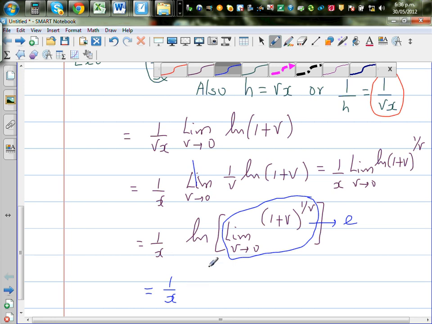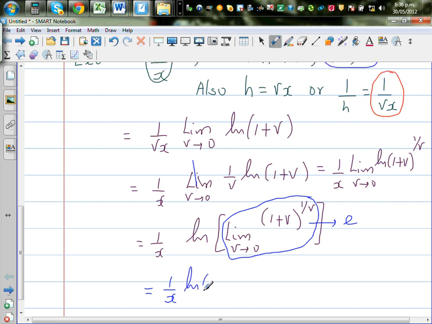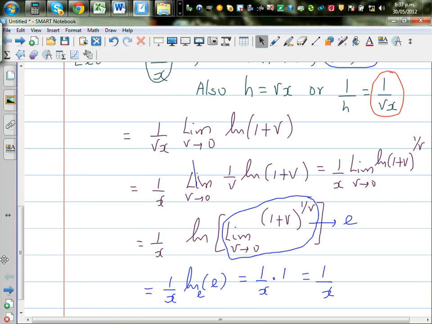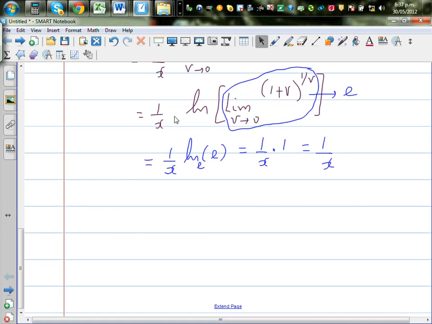So this is 1 over x times natural log of e. Now natural log of e has a base of e. So natural log of e is nothing but 1. So this is 1 over x times 1, which is 1 over x. Let me show that. If you press natural log of shift natural e to the power 1, it is 1. Because the base is e, you're asking the question, e to what power gives you e, which is 1.